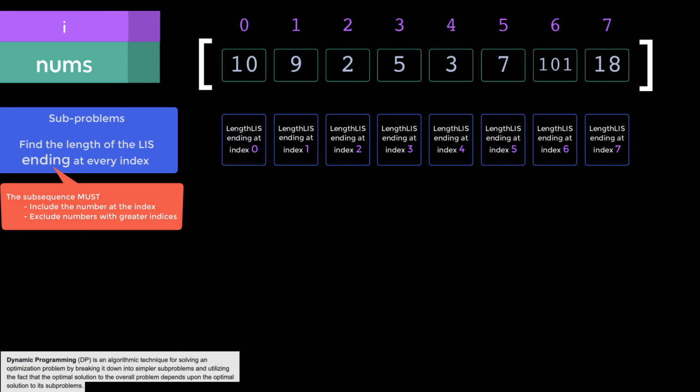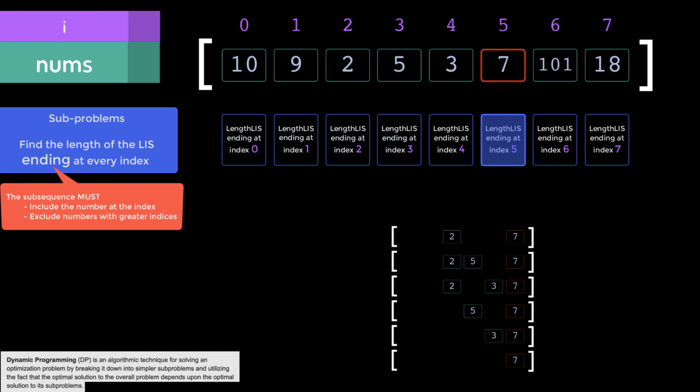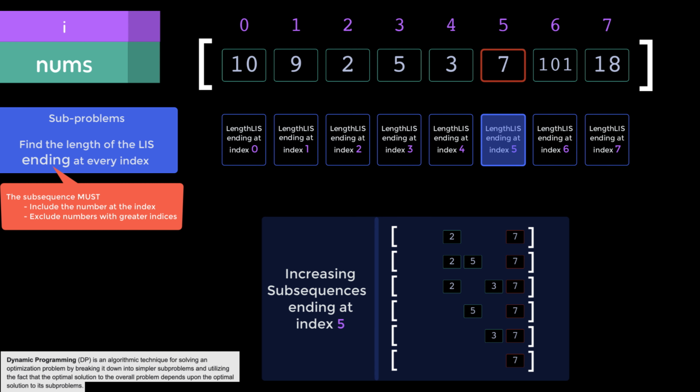For example, let's say we're interested in the length of the longest increasing subsequence ending at index 5. These are all the increasing subsequences that end at index 5. Each of these subsequences includes the 7 at index 5 and does not include any numbers from indices greater than 5. The numbers on the right are the corresponding lengths of each subsequence. So the length of the longest increasing subsequence ending at index 5 is 3.